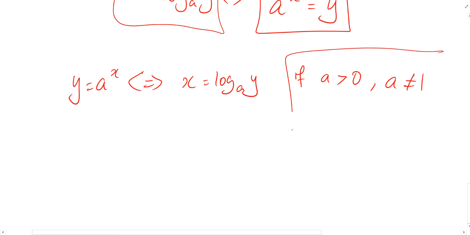Why would they have these conditions? Because if a equals 0, then, if the power is 1.